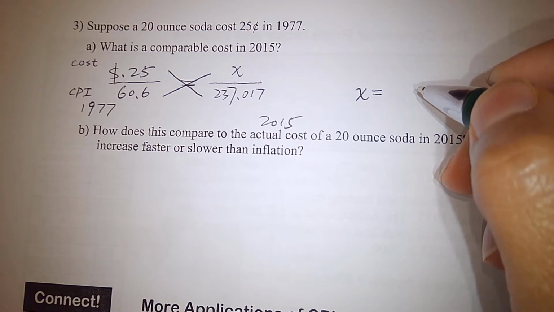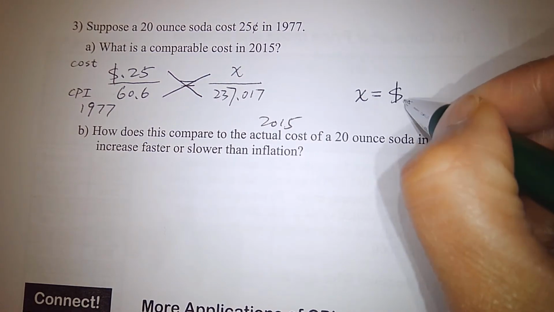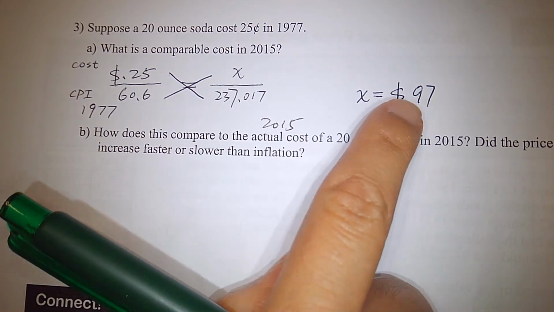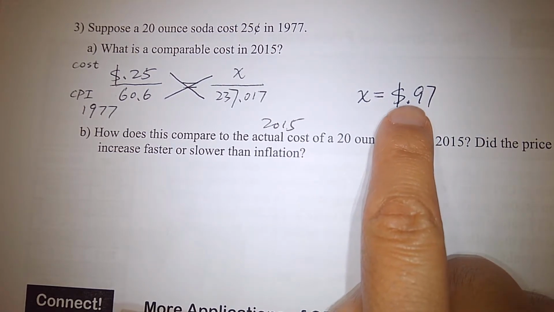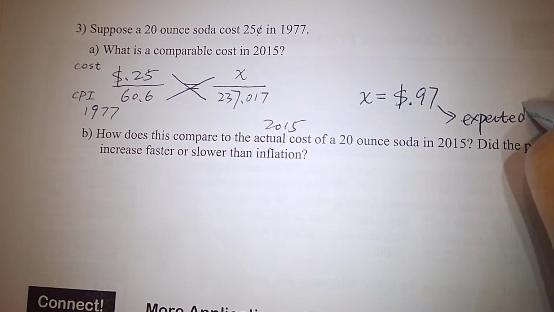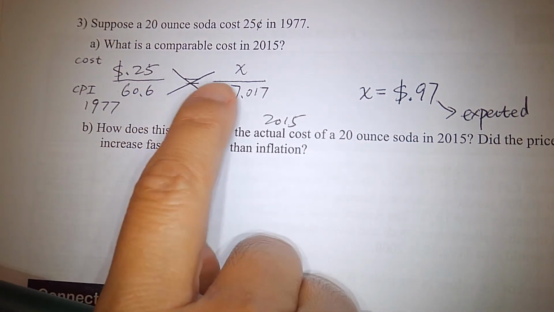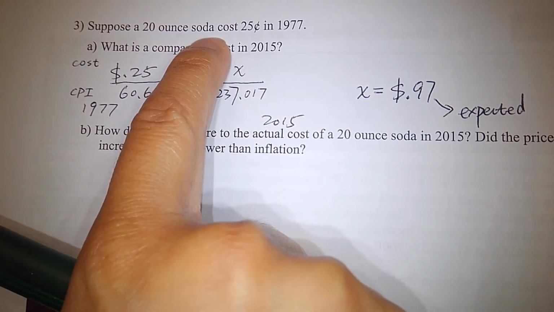$3.91? That much? Is that not right? I got $0.97. I don't know what I did there. $0.97. Well, if you use 25 cents here, you should get 97 cents. Either way, okay. So x equals what? $0.97. This value is what? Expected according to the CPI, according to the inflation. It should only cost 97 cents for a soda.